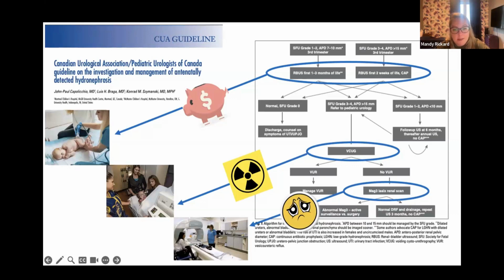The drawback to these types of guidelines is that it offers a one-size-fits-all approach and results in very invasive monitoring for this condition, despite the fact that most of these kids will spontaneously improve on their own.